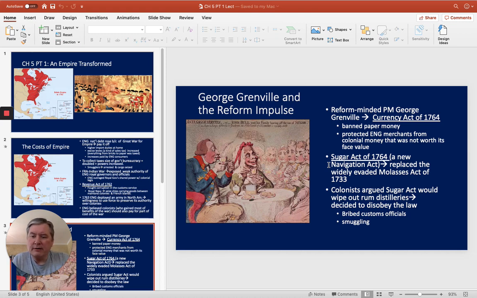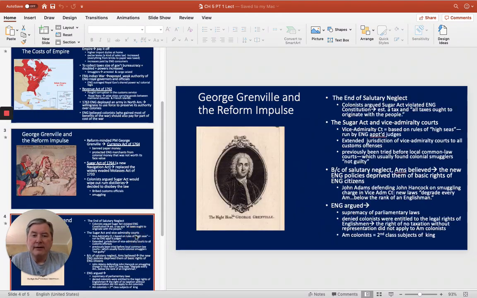This is where the American colonists were distilling rum. And so the Americans just flat decided they were going to ignore this law by bribing customs officials, smuggling rum into the area. And this is the end of salutary neglect. And if you remember, for a long time, the colonists had been left alone by the British. And when the Sugar Act comes in, the colonists argued it was a violation of the English Constitution, and it was a tax. Taxes ought to originate with the people.